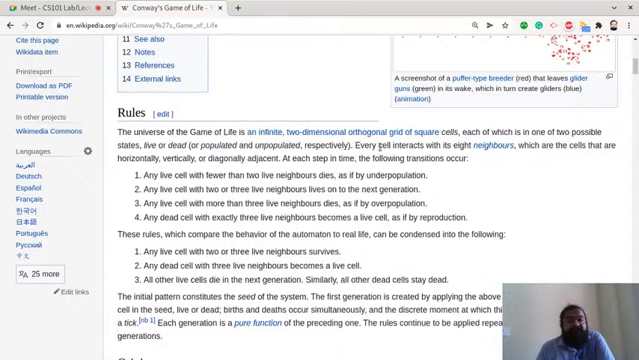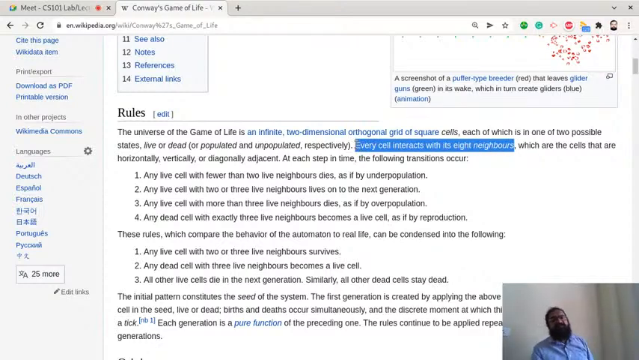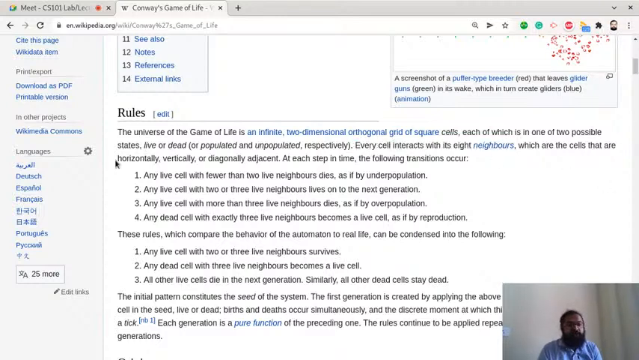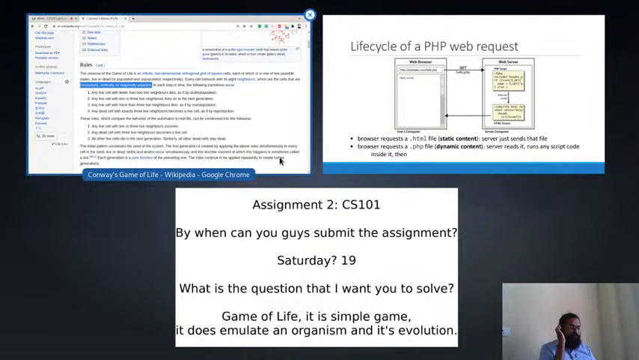Every cell interacts with its 8 neighbors, which are the cells that are horizontally, vertically or diagonally adjacent. So what does that mean? Let me just draw it.